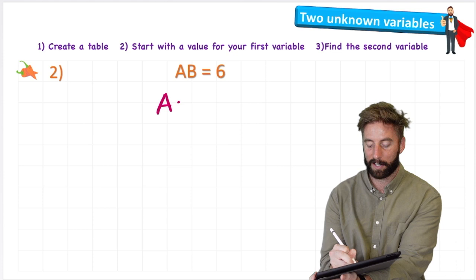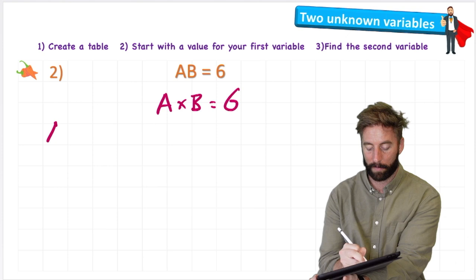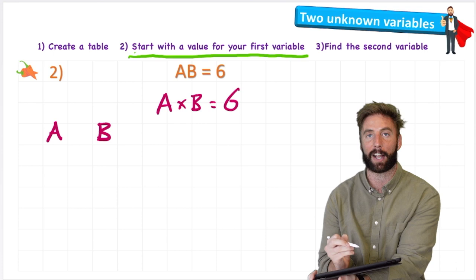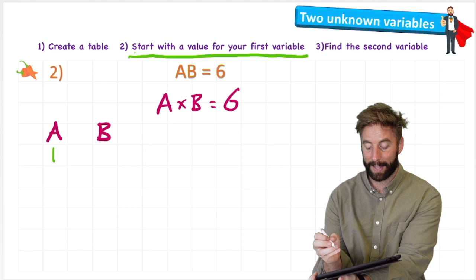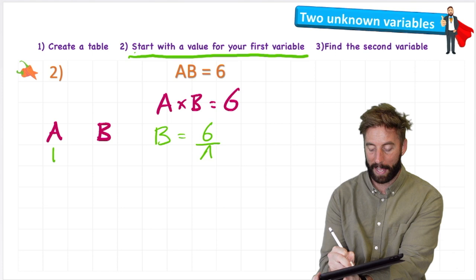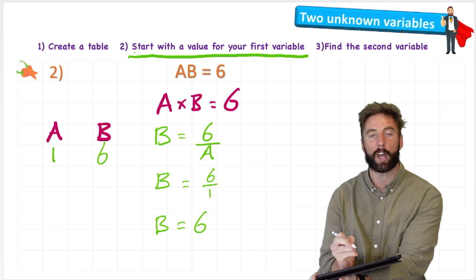So again, let's build our table. Let's have A and B. And let's look at step two. We're going to start by creating a value for A or B, but we'll do A. So in this case, let's start with A being 1. And again, we can use our inverse to help us here. So A times B equals 6. So therefore, B must equal 6 divided by A, because division is the opposite of multiplication. 6 divided by A would be 6 divided by 1, and therefore B equals 6. And that looks right, doesn't it? Because 1 times 6 does equal 6.